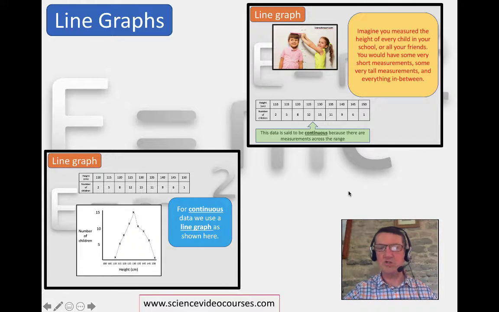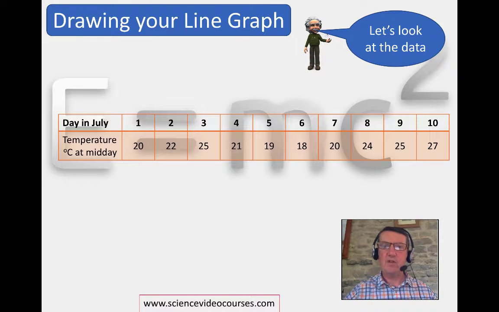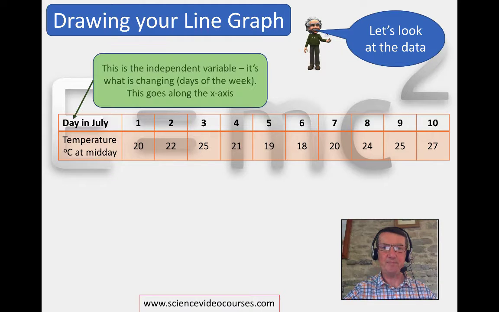Let's look at how we can construct a line graph. First of all, here's our data table. For the first 10 days in July, I went outside at midday and recorded the temperature. On the 1st of July it was 20 degrees Celsius, on the 2nd 22, and so on, and 27 on the 10th. So we've got a whole range of data showing the temperature in degrees Celsius at midday.